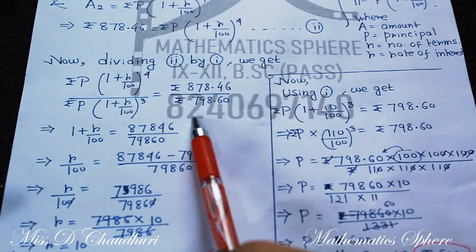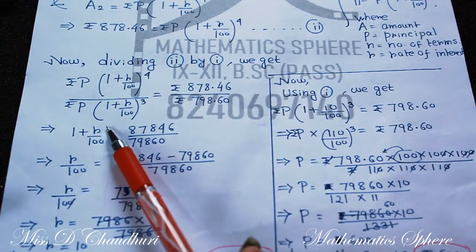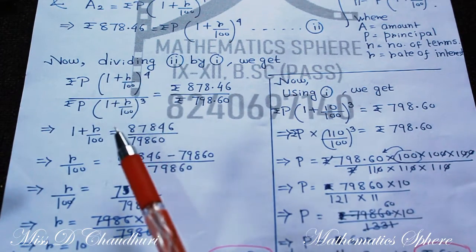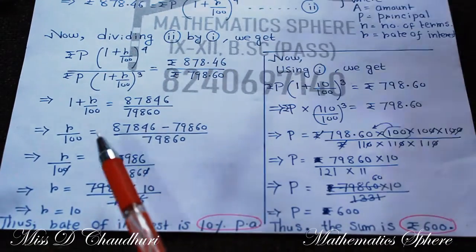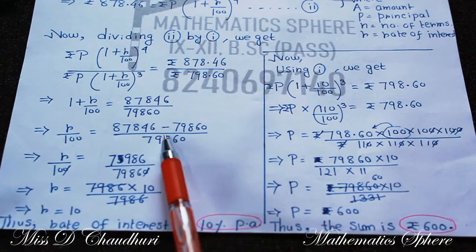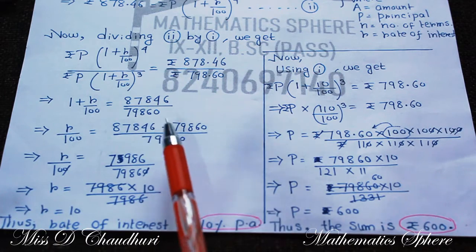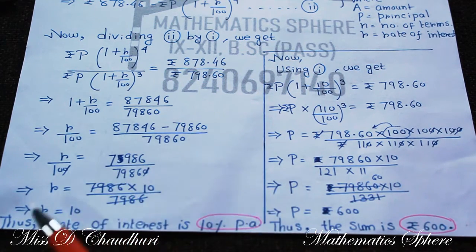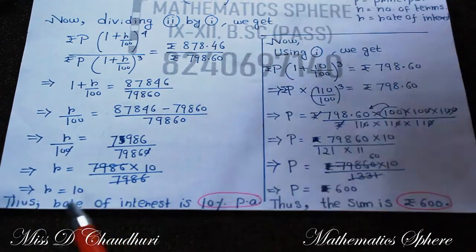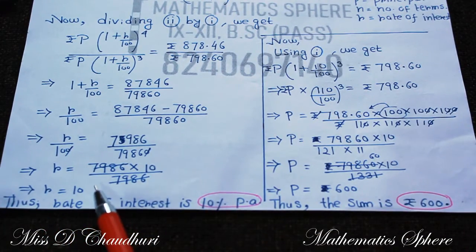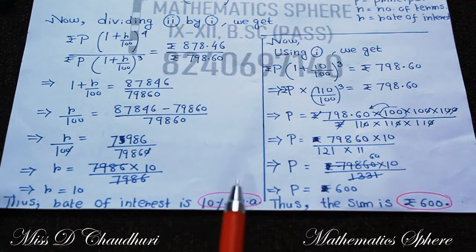Now nothing, we will just have to solve for r from here. Now don't think about P now. Okay, P has been cancelled. Now see, for solving for r, we know how to solve for r. We are sending this 1 to this side and doing the LCM and subtracting. So ultimately we are going to get the value of r as 10. Okay, then we are getting the rate, r is 10. So in the next line you are going to write, thus rate of interest is 10% per annum. So one of the variables we have got the value, that r is 10.